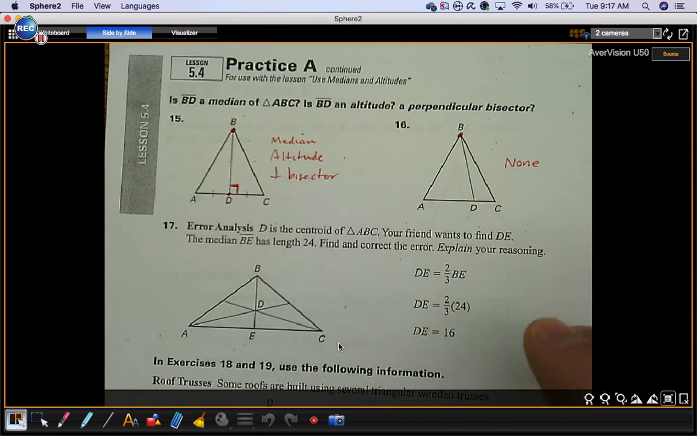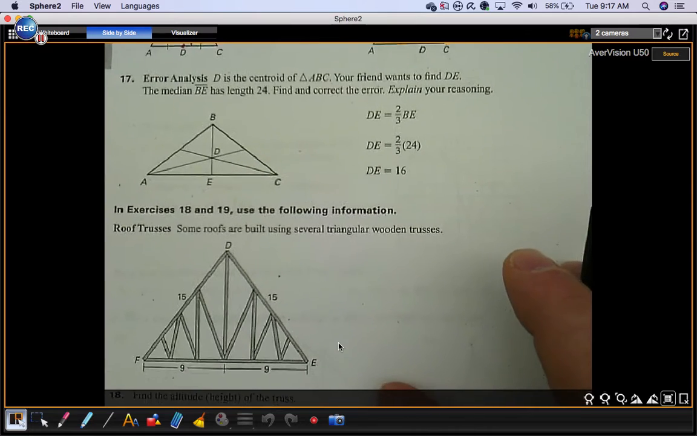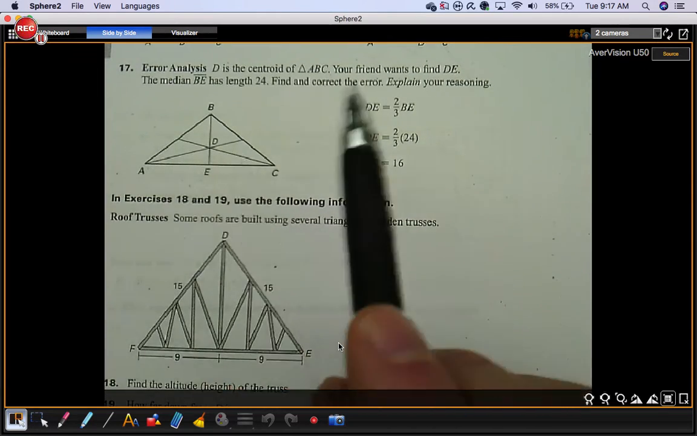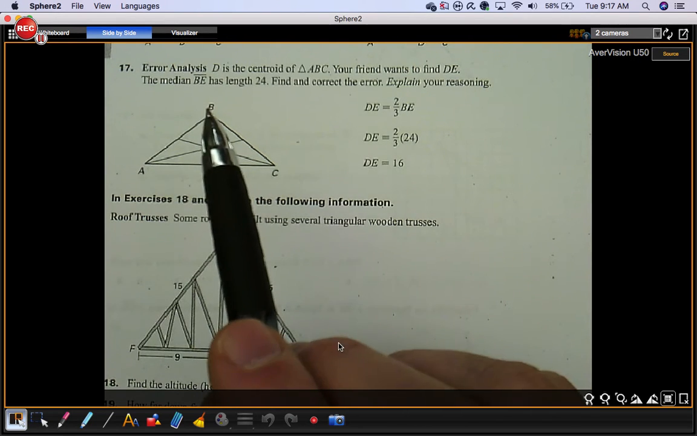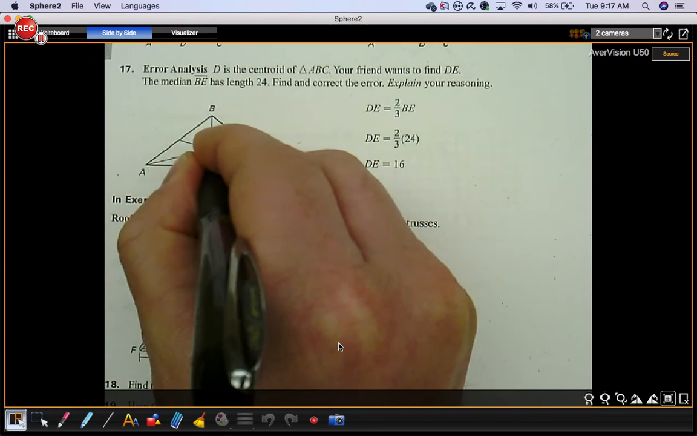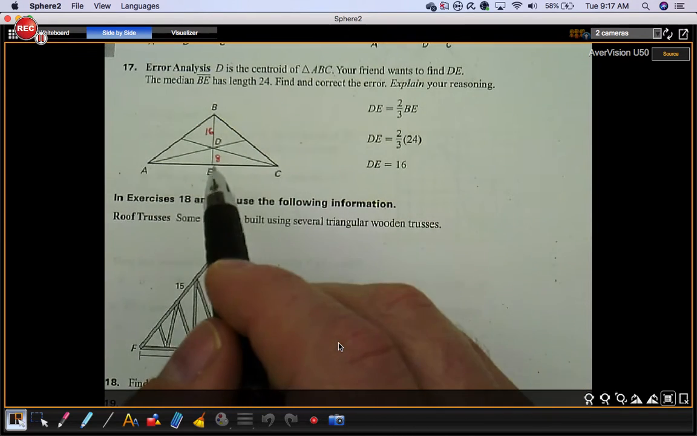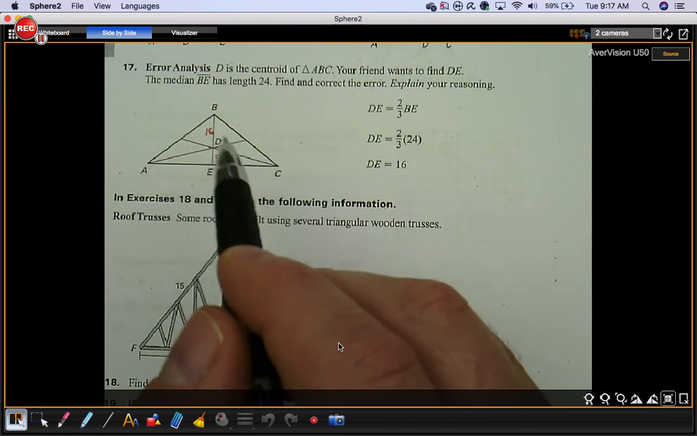Number 17. Point D is the centroid of triangle ABC. Your friend wants to find the distance from D to E. The median, B to E, has a length of 24. So if this whole thing has a length of 24, I immediately know that that's 8, and I know that that's 16. 24 divided by 3 gives me 8. That would always be that small piece. And then 8 times 2 would be this longer piece, 16.